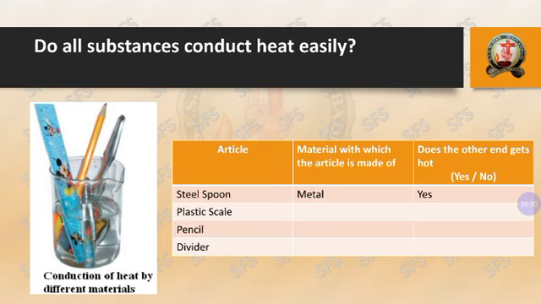Then the same thing, you take the plastic scale and try to keep it. The material with which the article is made is plastic. When you try to keep plastic on the flame, it will not conduct much heat, instead it will start melting immediately. So you can say that plastic is a poor conductor. It's not that it is not conducting at all, it will conduct, but it is a poor conductor of heat. So the other end will not get hot, so you can term it as no.